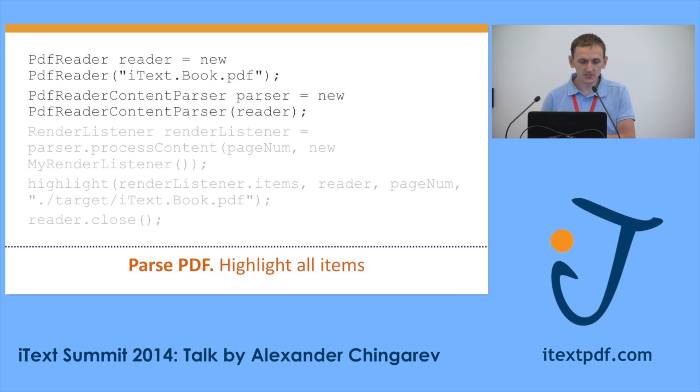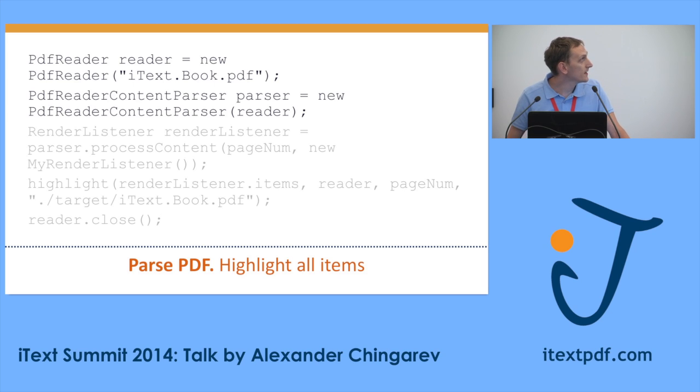So these are the first lines of code, but before I start explaining what they mean, I want to say that our goal is to parse the PDF document, and we want to highlight all the parsed items in different colors. For example, we want to highlight all the parsed text items in blue and image items in red. So this is our first part of code.